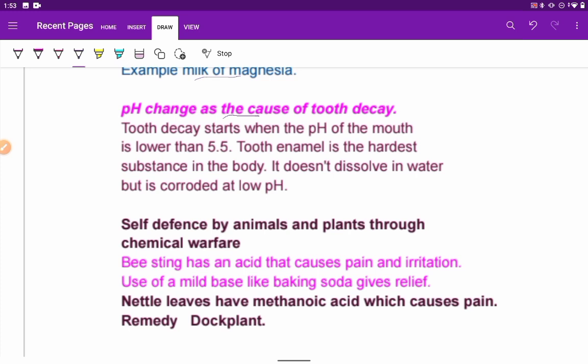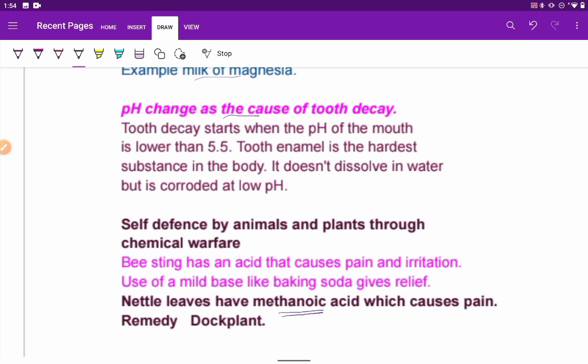Why does this pain come? This is because of the methanoic acid which is secreted by these stings. Now, how to get rid of this? Nearby, wherever the nettle plant is, there will be a plant known as dock plant, DOCK. If the area affected by nettle leaf is rubbed with the leaf of the dock plant, we will get some relief.